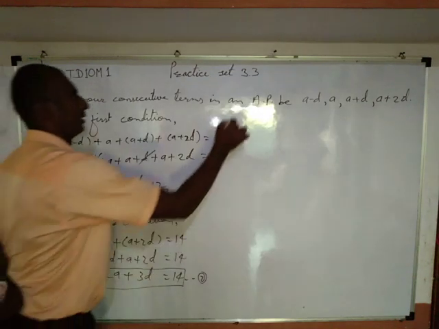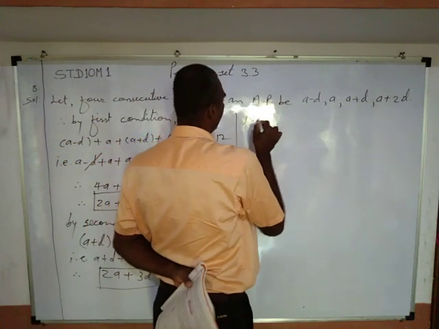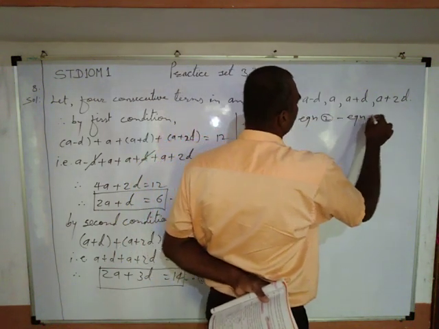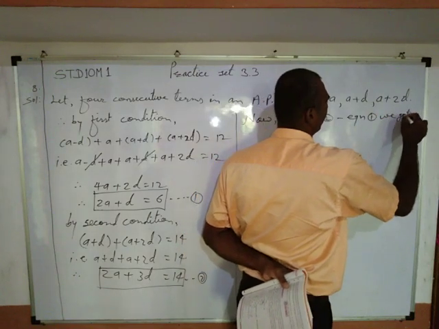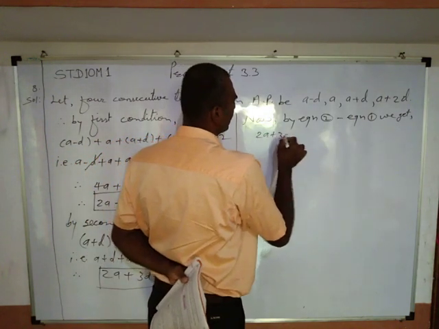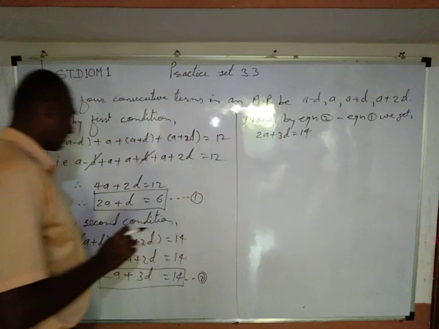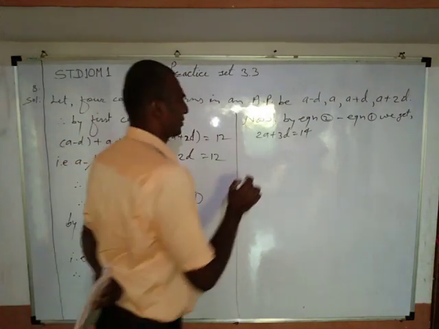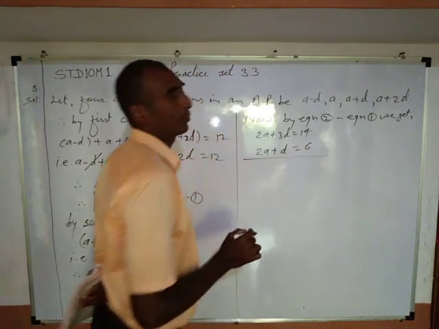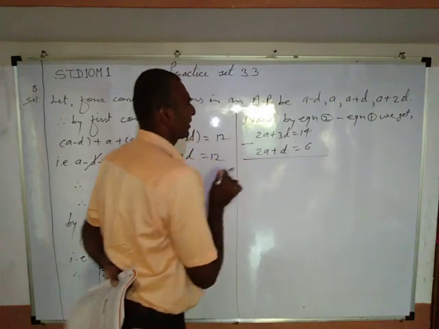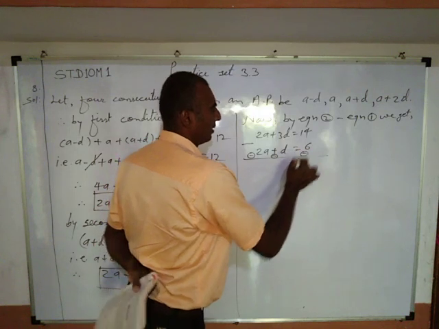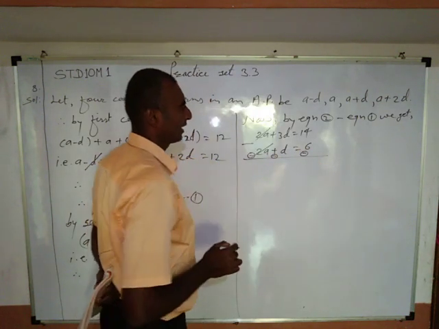Now by equation 2 minus equation 1 we get, okay, equation 2 is 2A plus 3D equals 14, and equation 1 is 2A plus D equals 6. We decided to perform an operation of subtraction. Due to subtraction, 2A will become minus 2A, plus D will become minus D, and plus 6 will become minus 6. 2A minus 2A will get cancelled.